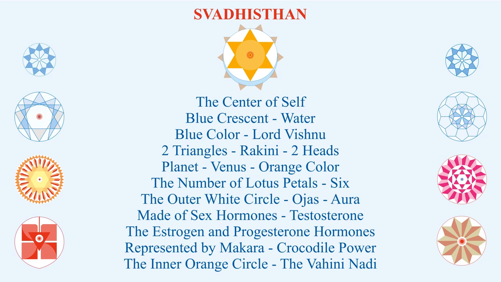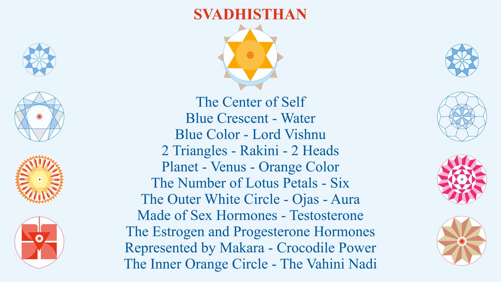Now, there are 2 triangles, one going up, one down, and then they have 6 corners, 6 planets. What do they represent? Devi Rakini, the second goddess, which is represented in the form of 2 triangles with 6 heads. So I think that also makes sense. Rakini has also been presented. The blue crescent down represents Lord Vishnu, because Lord Vishnu is always blue in color, not white or black.